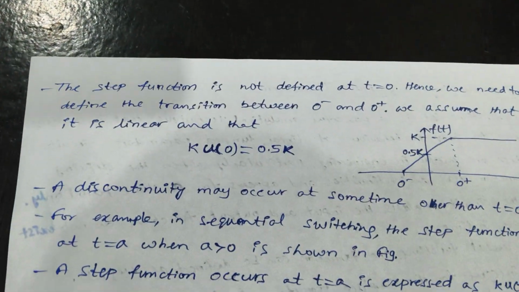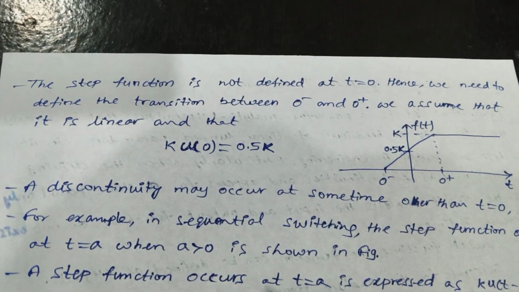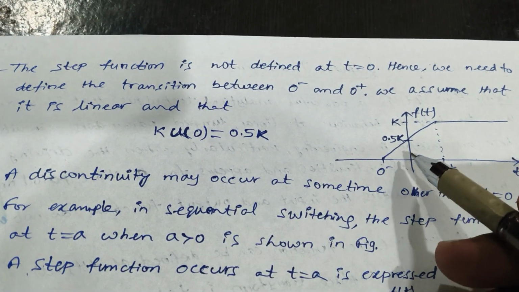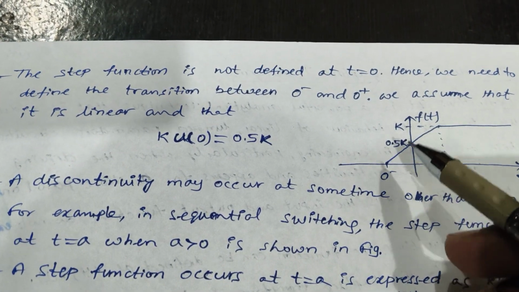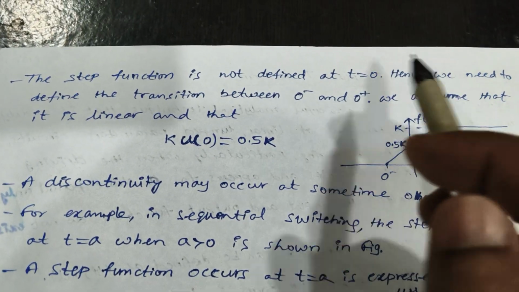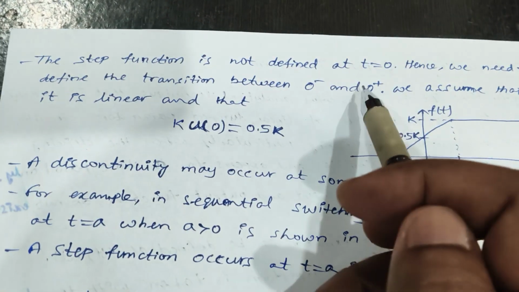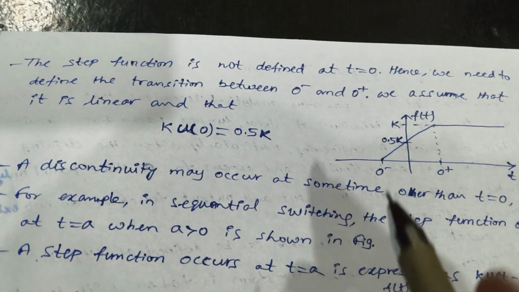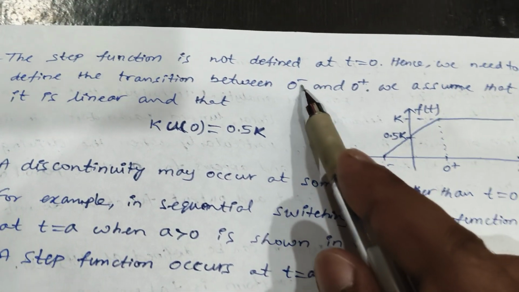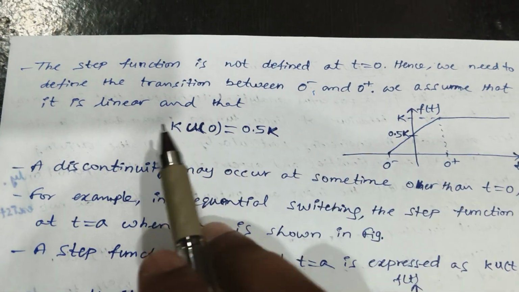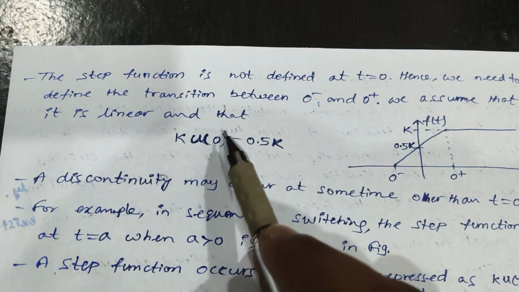If you closely observe, the step function is not defined at t equal to 0. At t equal to 0, what is the value, whether it is 0, or 1, or any other value? To know that, we need to define the transition between 0 minus and 0 plus, that is, around the 0 point. 0 minus is less than 0 and 0 plus is greater than 0. We assume that the variation is linear.